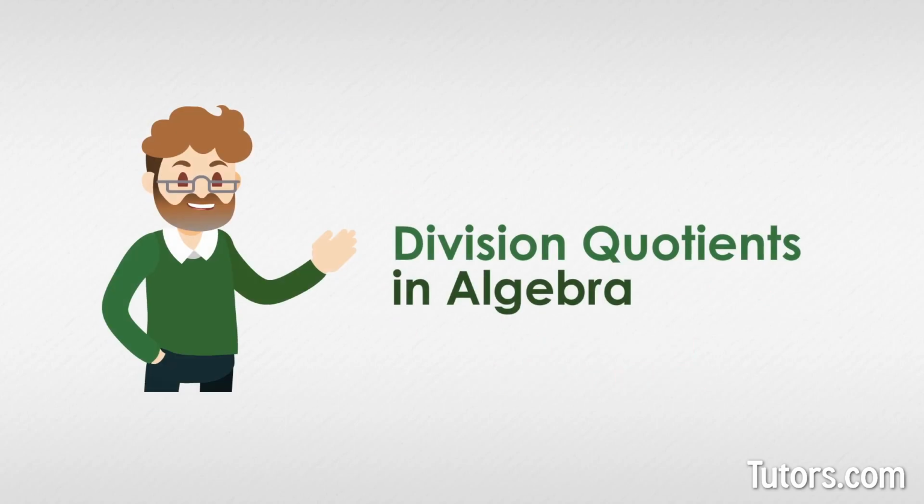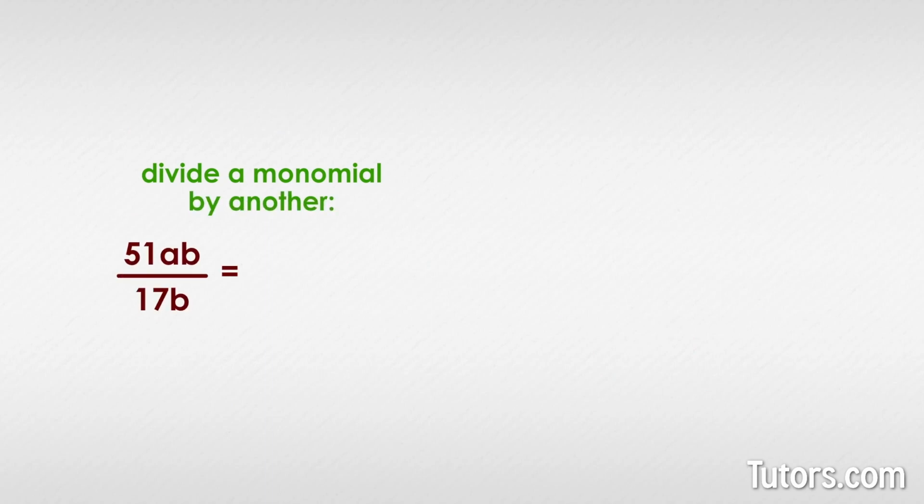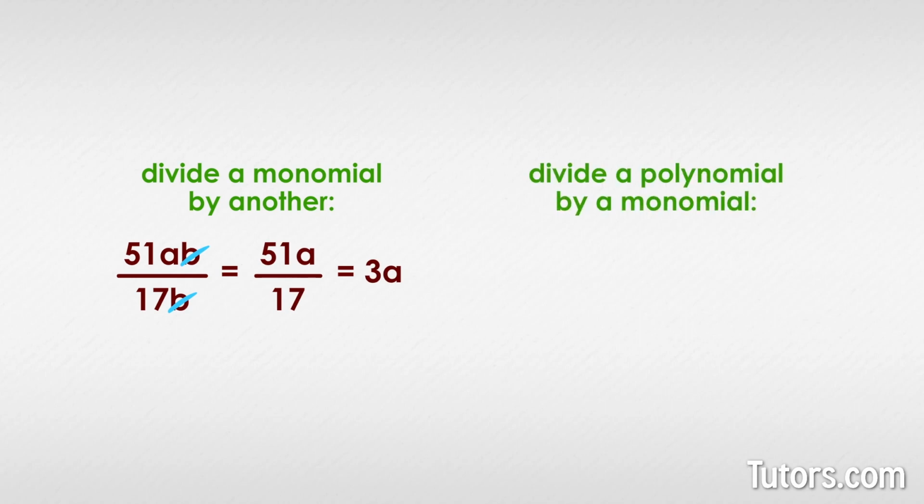Quotients appear in algebraic expressions too. You can divide one monomial by another. The variable b in the numerator and denominator cancel out, and the numbers divide readily, leaving you with 3a as the quotient. You can also divide a polynomial by a monomial.